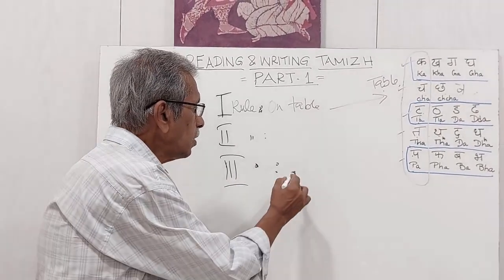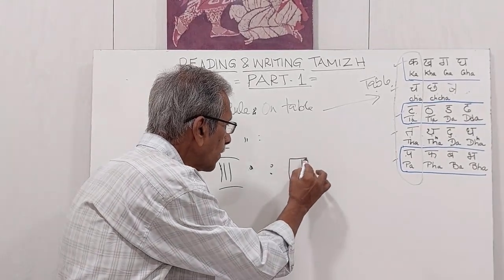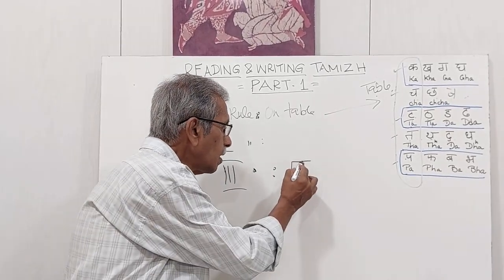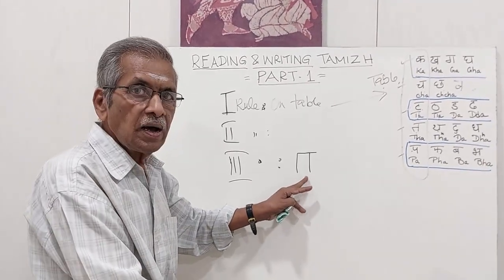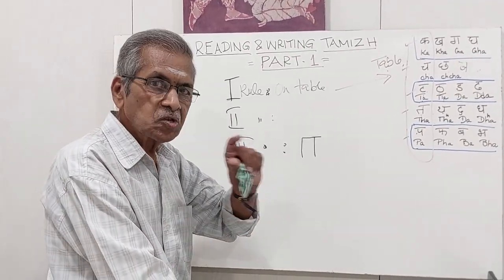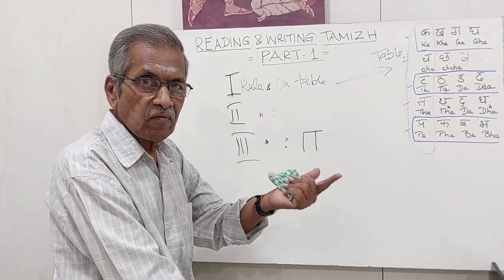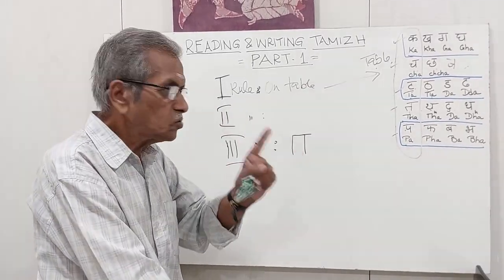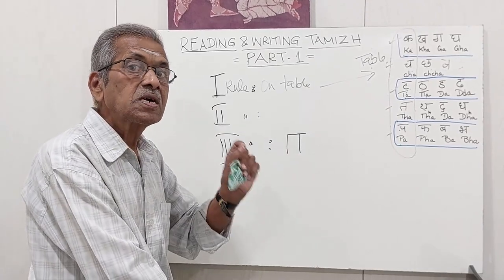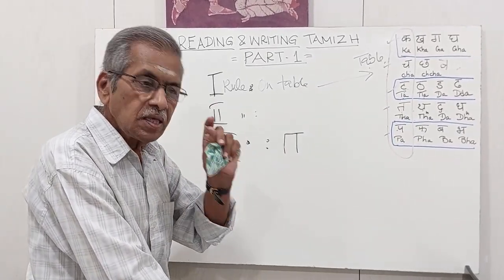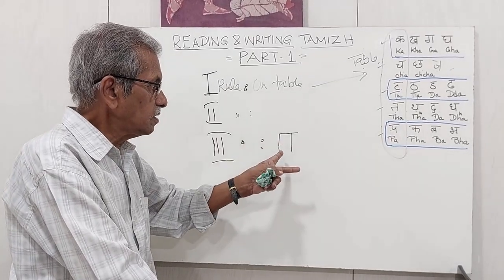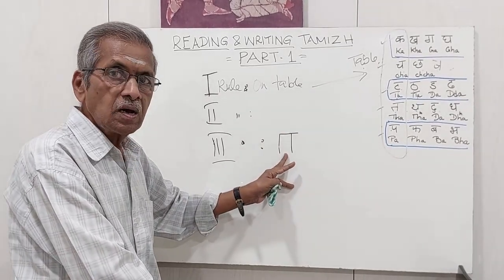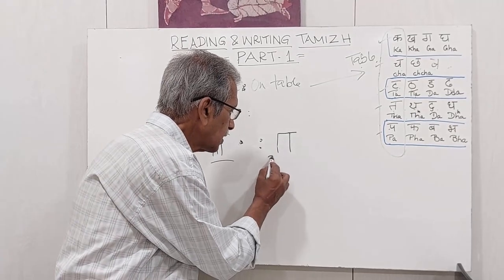Third rule is, now look at this letter. I won't call it a letter, it's actually a misnomer, it should have been called a sign. Now this sign written next to a letter gives a stress to the letter, or elongated vowel in simpler terms. Now, what does this mean? Suppose I write ka, and next to ka, I put this sign, it becomes kaa, elongated vowel. Similarly, cha, and then this sign becomes chaa, and so on.